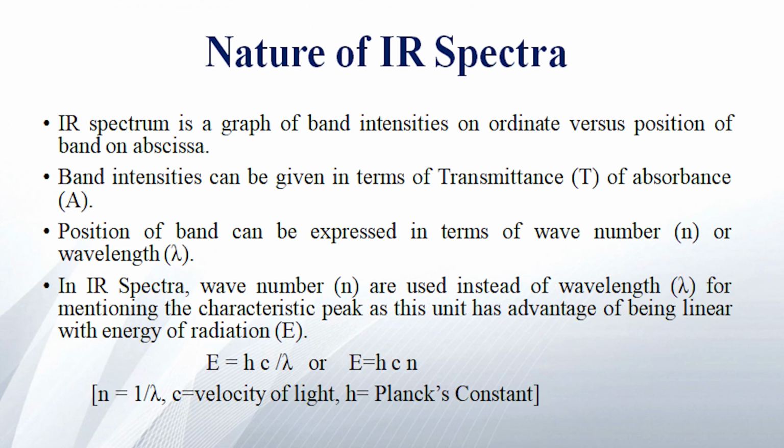You have already known Planck's equation, E is equal to h nu. Nu is equal to c by lambda. We substitute, E is equal to hc by lambda. Since 1 by lambda is equal to n, E is equal to hcn. h is Planck's constant.